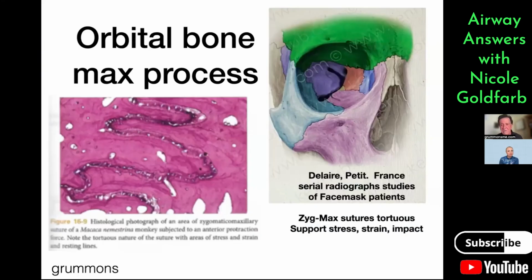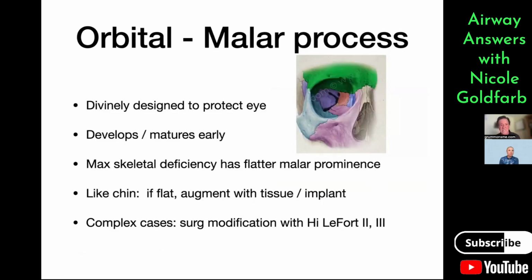And so this is just emphasizing again, what's in my mind is the bony support that's around here and how reliable this is. And then looking at the sutural regions, the histologic regions, how reliable it is. So I think it's divinely designed to protect the eye, the orbit, all the structures, develops and matures early.